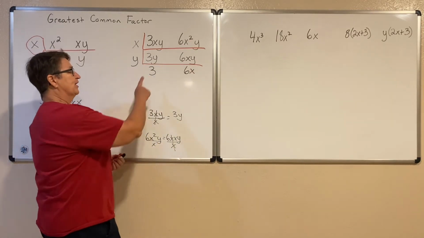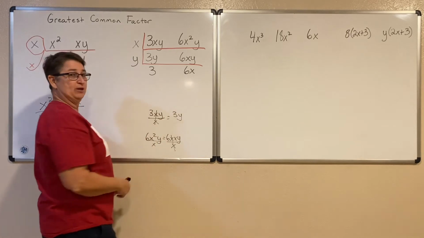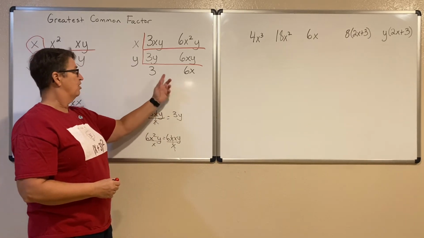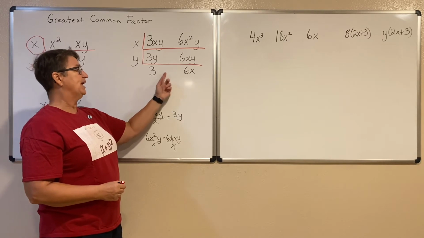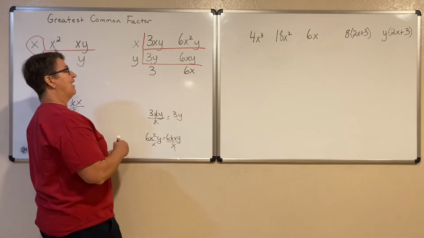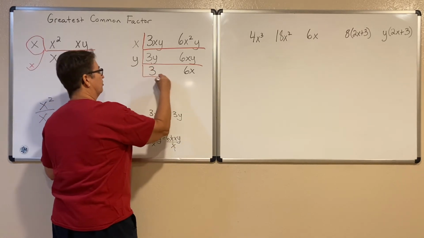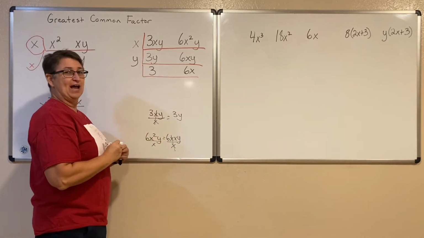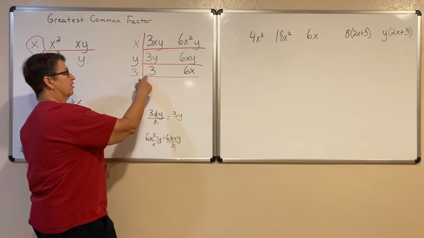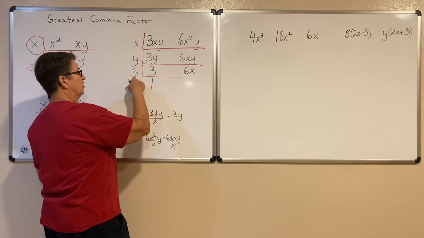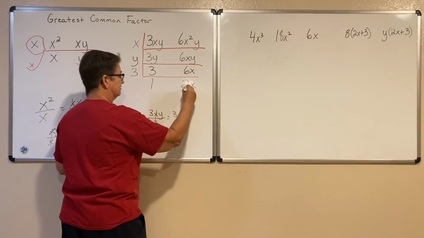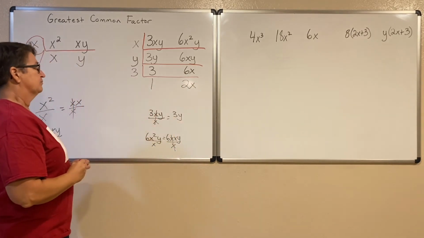I look for anything else these two have in common. Look at the coefficients here, those numbers. 3 goes into 3, and 3 goes into 6. So 3 is a common factor of both of those. So I could divide both of these by 3 as well. 3 goes into 3 one time. 3 goes into 6x 2x times.